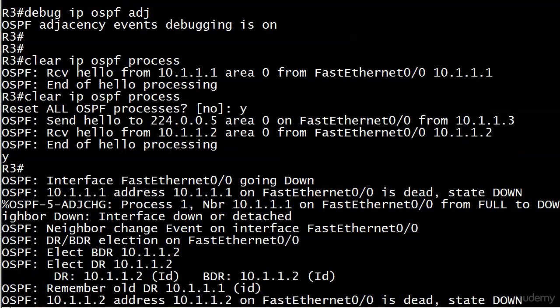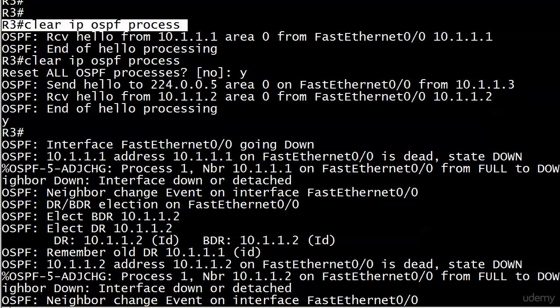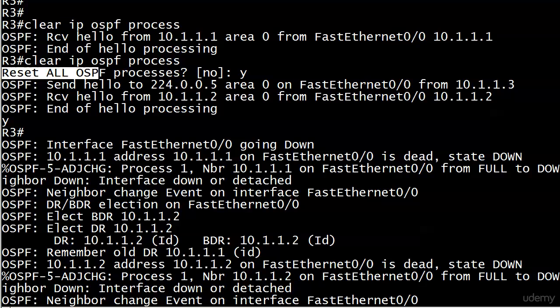So here, I did a command called clear IP OSPF process, and that is basically resetting the entire OSPF configuration that I have right now. Here's another bit of a dad lecture for you. When the router asks you a question, and the prompted answer in the brackets is no, then you are about to do something pretty serious. This is obviously not something you would do in a production network. And I went ahead and said Y for yes, and of course we're in a lab environment, so it really didn't hurt anything.